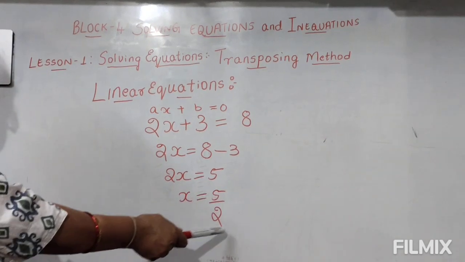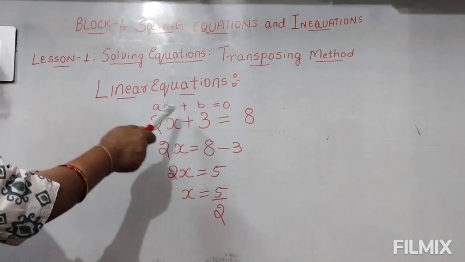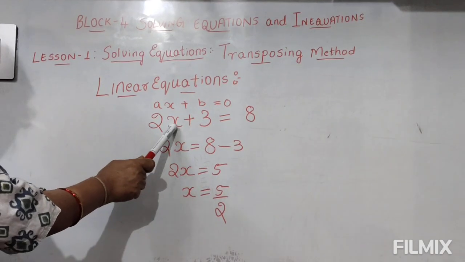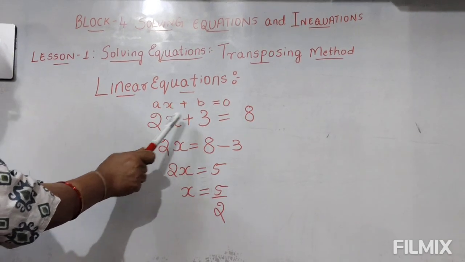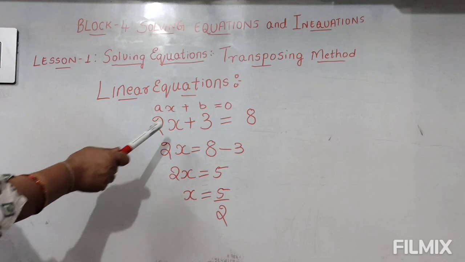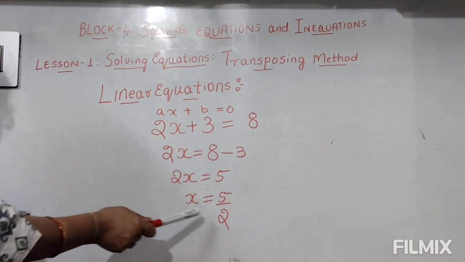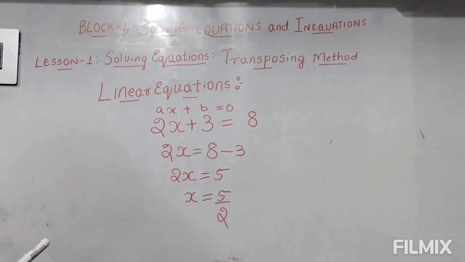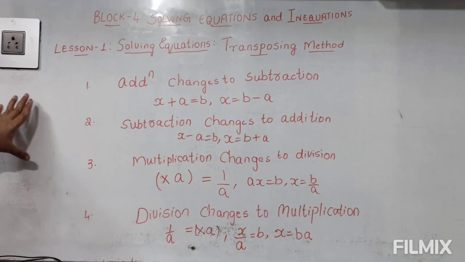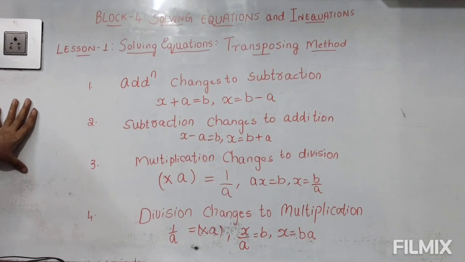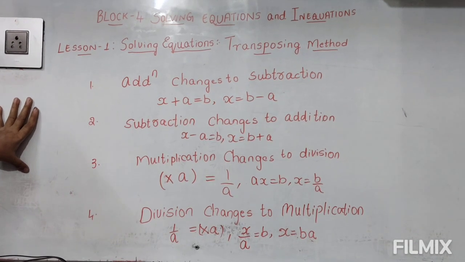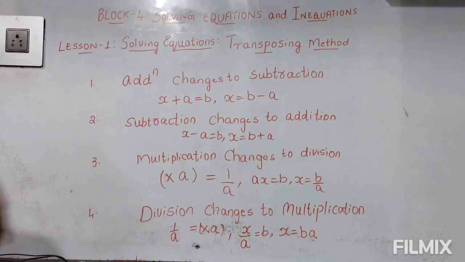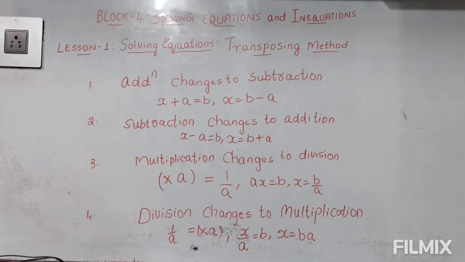Therefore, according to the linear equation definition, linear equations are expressed in the form of ax plus b, where a and b are integers and x is a variable, and it has only one solution, that is x is equal to 5 by 2. Understood? So, a linear equation can be solved by moving terms from one side of the equation to the other side to isolate the variable.